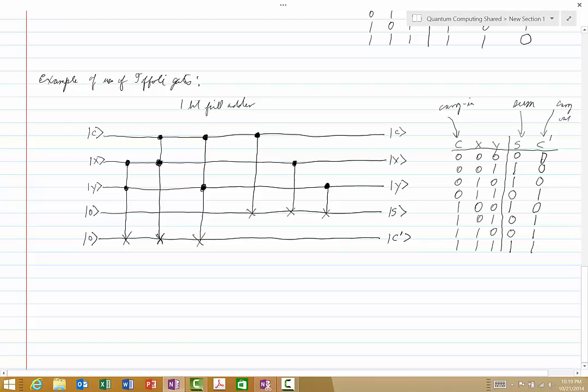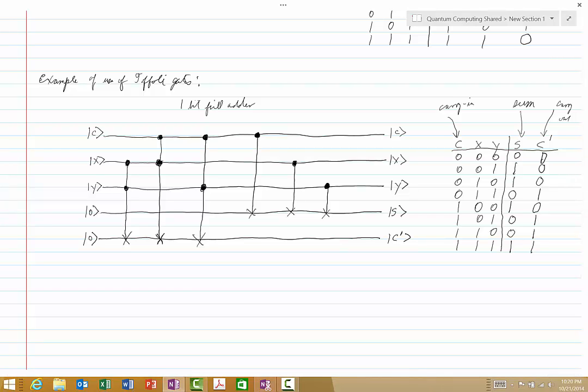1, 0, 0 is 1 with a carry of 0. 1 and 0 and 1 is 2, so that's 0, carry 1. 1 and 1 and 0 is 2, so that's 0, carry 1. And finally 1 and 1 and 1 is 3, so that's 1, carry 1. And so indeed, this is a 1-bit full adder.